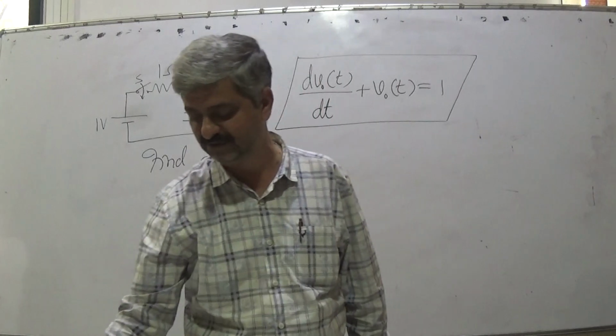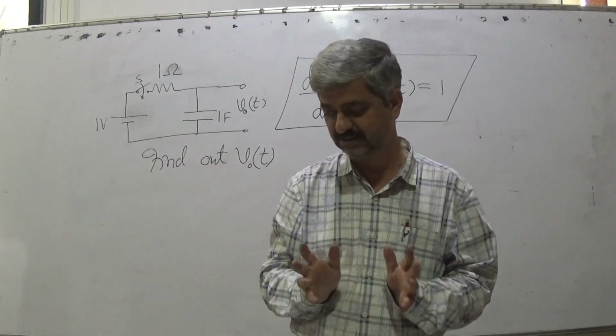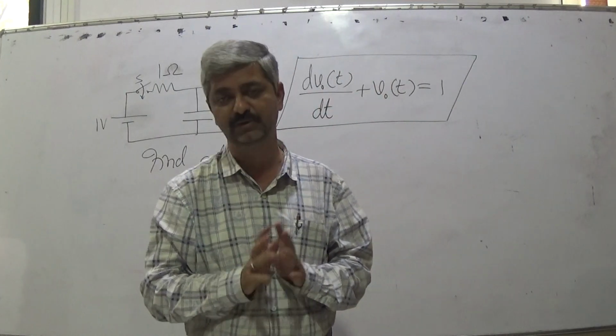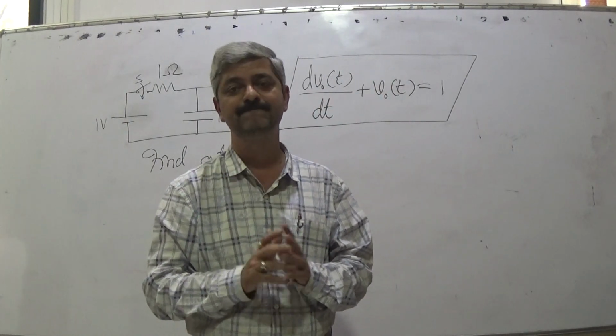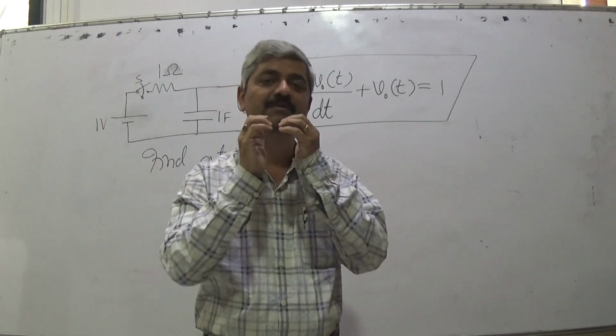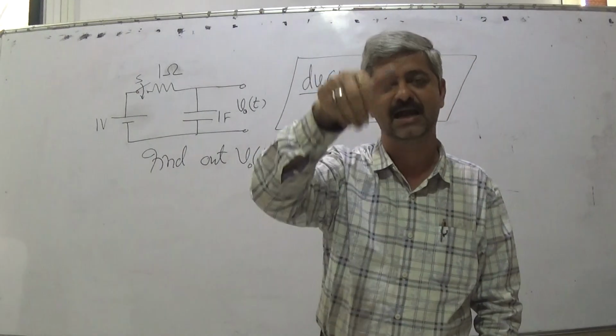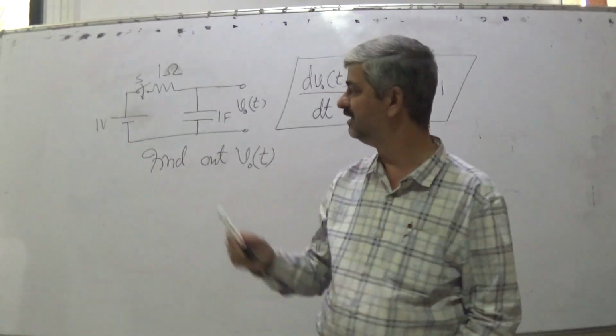Absolute time is something beyond our discussion. We need to consider only starting the counting of time from some reference. So switch closure is considered the start of counting the time. So that is okay.